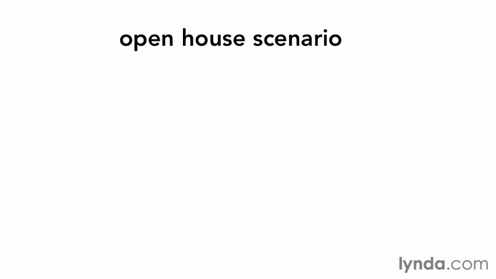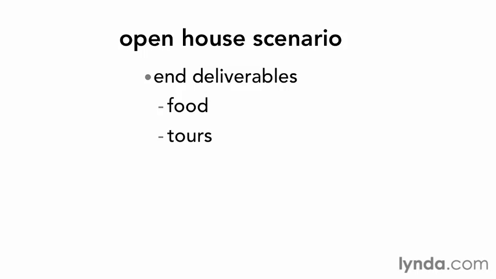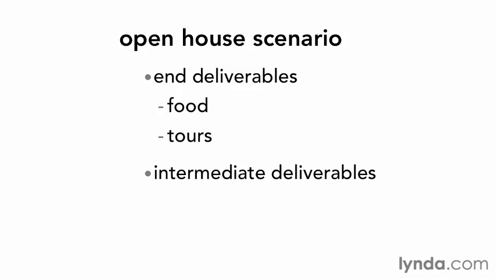Let's use the open house scenario to practice identifying deliverables. The end deliverables for the open house are the different components of the event itself, the food and tours of the facility. What about intermediate deliverables? Think about things you'd have to deliver before the event. For example, a contract with a caterer for the food, or advertisements in the paper.